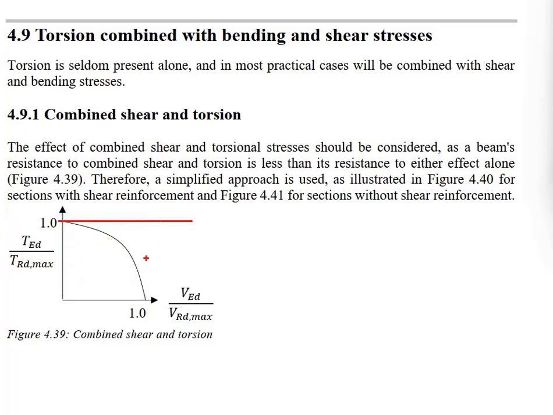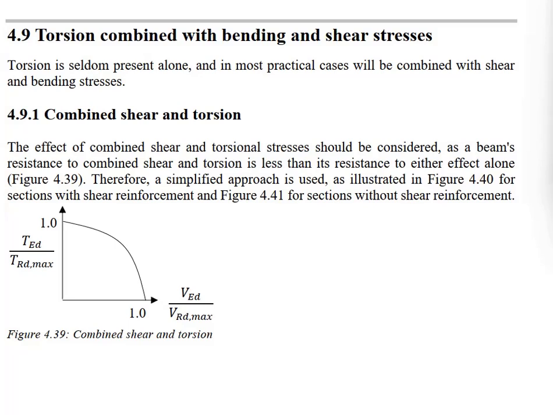This leads to a situation that this region is not achievable. In other words, because of these non-achievable regions, you might overestimate the resistance of the section if you do not consider the combined effect of the shear and torsion that happens concurrently in one section.